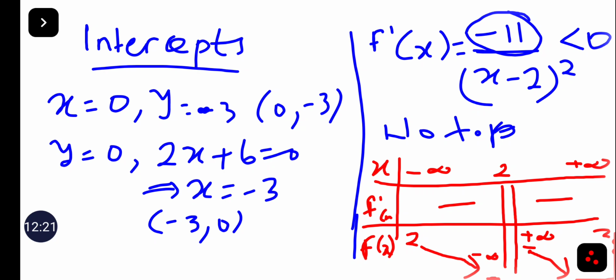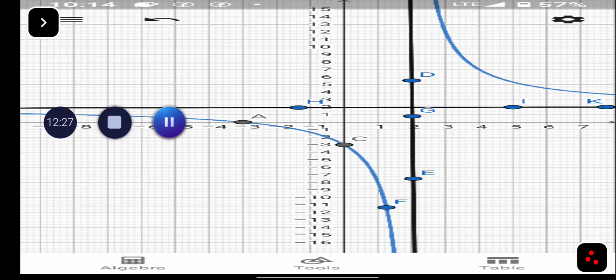Okay, let's see how the curve is. Having obtained that from the table of variation, this is our curve. You see, we represent the line x equal to 2, which is our vertical asymptote, and this is the line y equal to 2, which is our horizontal asymptote.